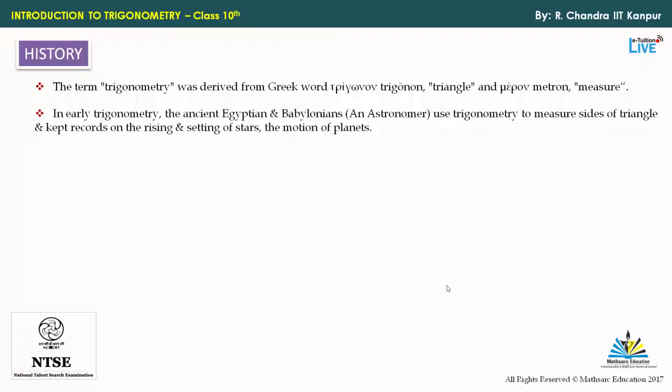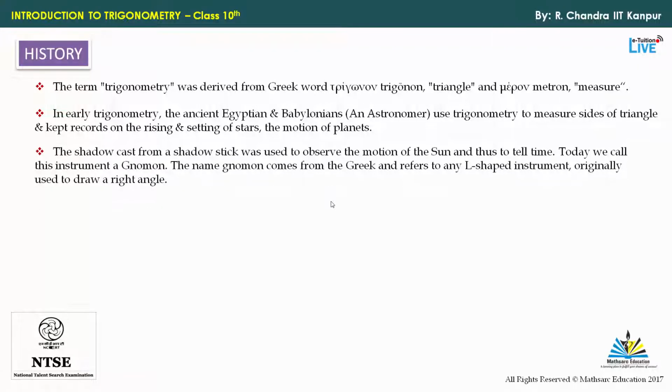In early trigonometry, the ancient Egyptian and Babylonian astronomers used trigonometry to measure the sides of triangles and kept records on the rising and setting of stars and the motion of planets. The shadow cast from a shadow stick was used to observe the motion of the sun and thus to tell time. Today we call this instrument a gnomon.